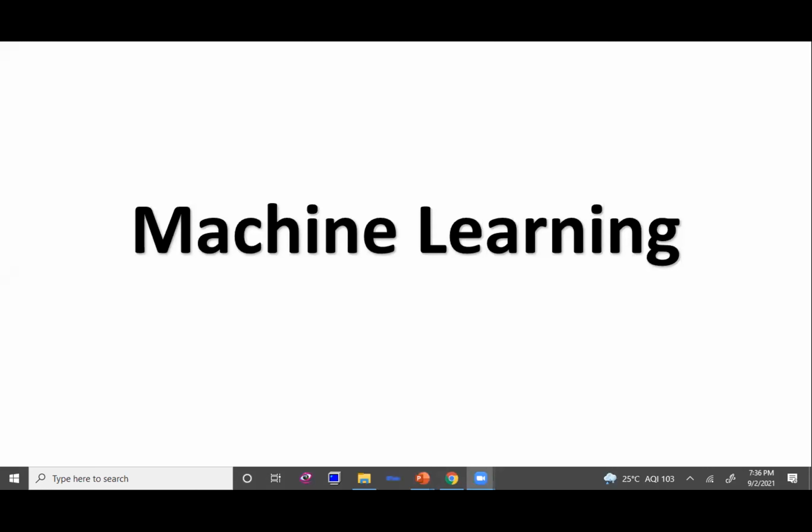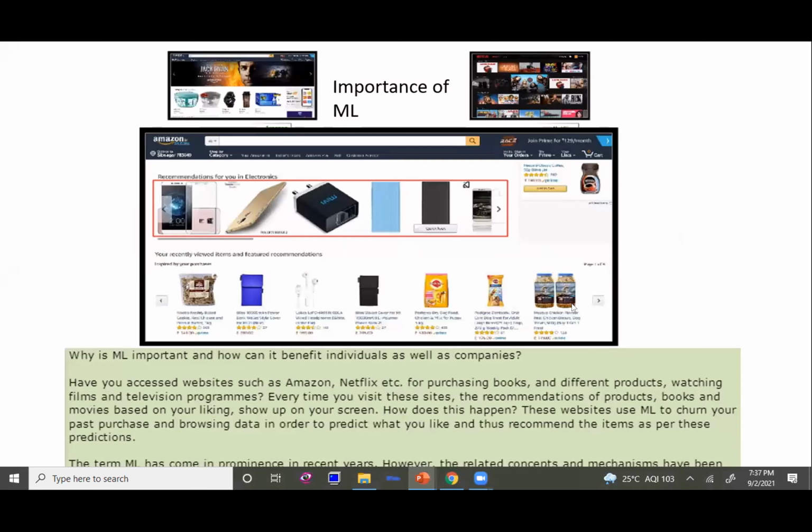Okay, in today's session we will be continuing our discussion on machine learning. Today we'll be looking at the different types of machine learning and the different areas of application, or the places where machine learning is helping us improve the system, improve efficiency, and get more customers. So first of all, what is the importance of machine learning?